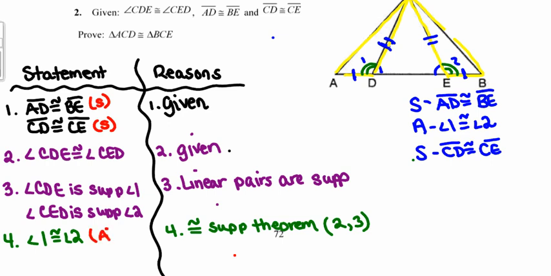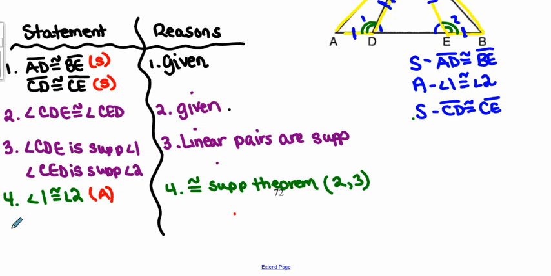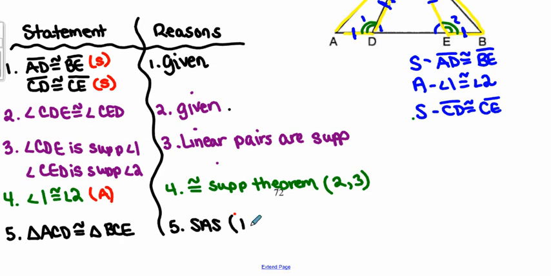And I think now I've written about everything I need to have written about in order to draw the conclusion that my triangles are congruent. So last step here is to go ahead and conclude that triangle ACD is congruent to triangle BCE, and that's by side angle side using statements 1 and 4. So let me go ahead and cite those in my proof. Ooh, that was a good one.